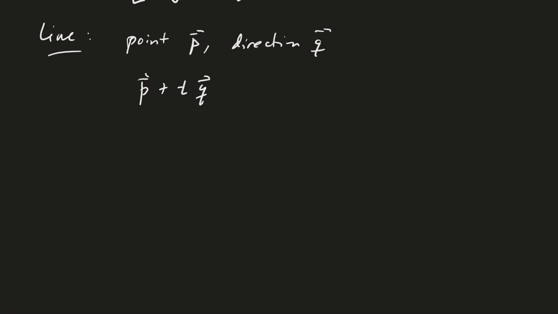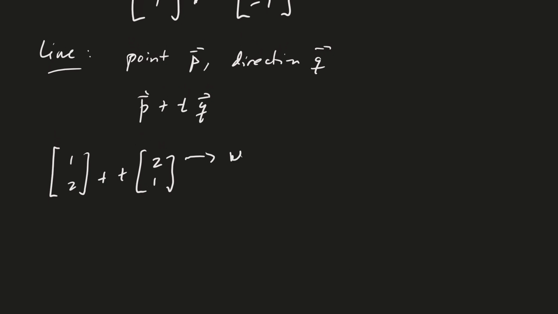Okay, and just as an example, how about if we have the point (1, 2) plus t times, let's just say, (2, 1). Let's see if we can write this as y minus y0 equals m times x minus x0, because this is more in the point-slope form, right?